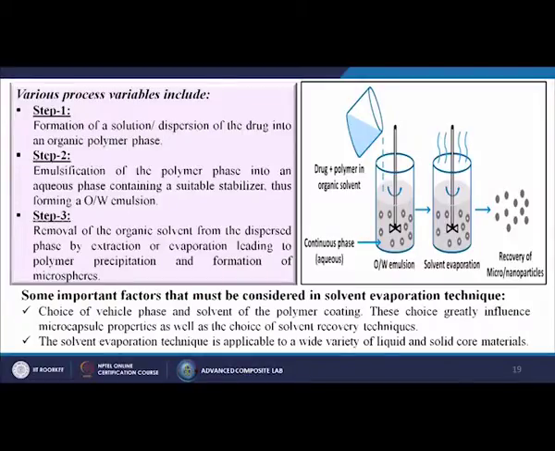Some important factors that must be considered in solvent evaporation techniques are the choice of vehicle phase and solvent of the polymer coating. These choices greatly influence microcapsule properties as well as the choice of solvent recovery techniques. The solvent evaporation technique is applicable to a wide variety of liquid and solid core materials.